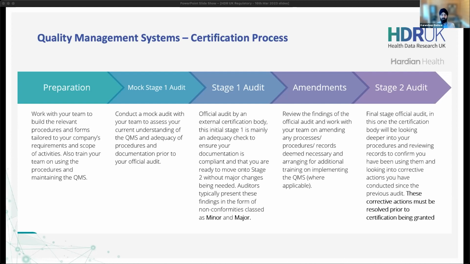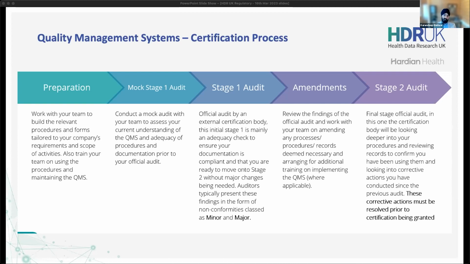So your stage 1 audit is effectively more of an adequacy check. Do these guys have a quality management system in place? Do they have the right resources? Do they have the right people? And is this going to work? So they're not necessarily looking at your records. They're more looking at your procedures and your resources. And then you have non-conformities, known as minors and majors, basically.